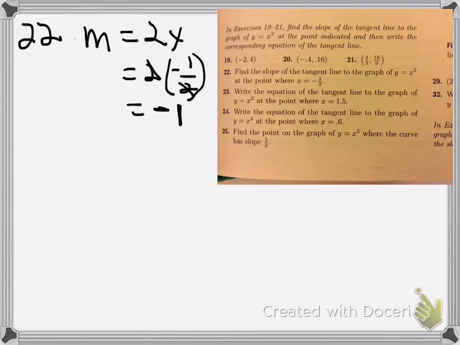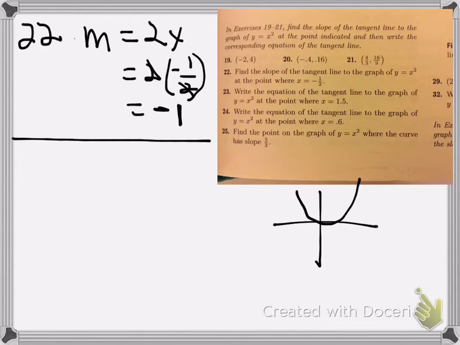So that's 22. Okay, 23, they say, write the equation of the tangent line to the graph of y equals x squared at the point where x is 1.5. So if x is 1.5, I'm just going to sketch it down here. So it's, say, if it's roughly there, then I would like the equation of the tangent line drawn right there. I see the slope is going to be positive, so let's start working out our equation.